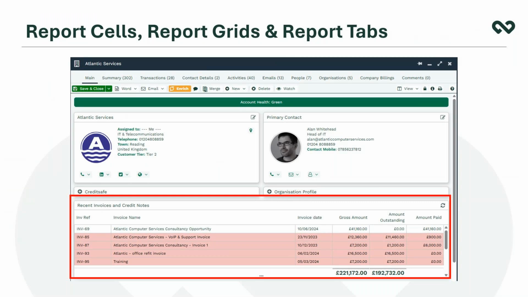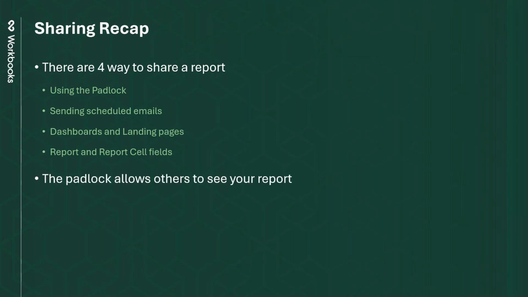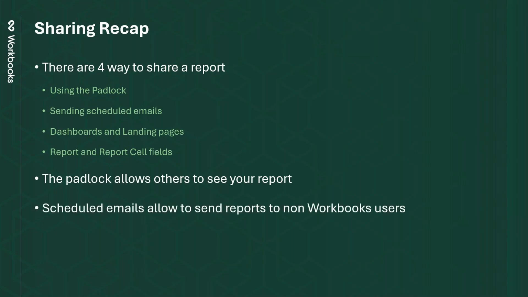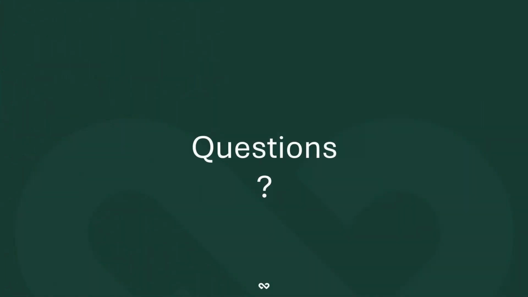So just to recap, there are 4 ways to share a report: using the padlock, sending scheduled emails, dashboards, springboards, and landing pages, and report cells and fields. The padlock is a great way for others to see your report. Scheduled emails allows you to send reports to users outside of Workbooks, and adding dashboards and landing pages is the most common way to share a report. So let's see if we've got any questions.